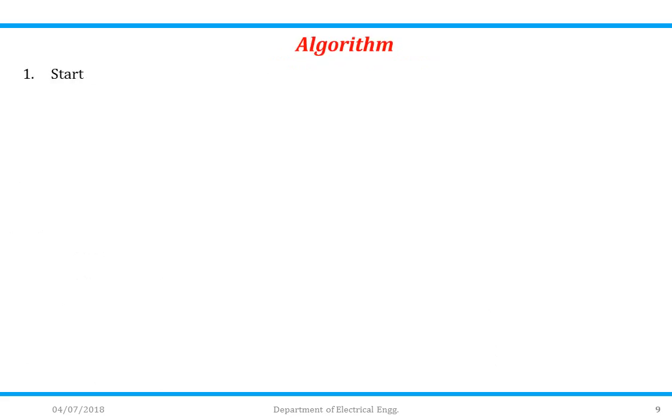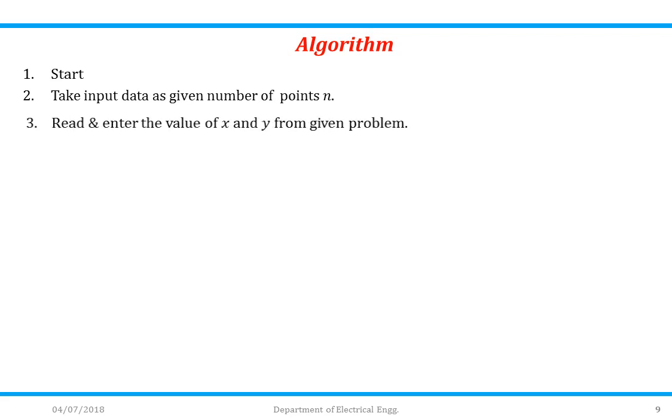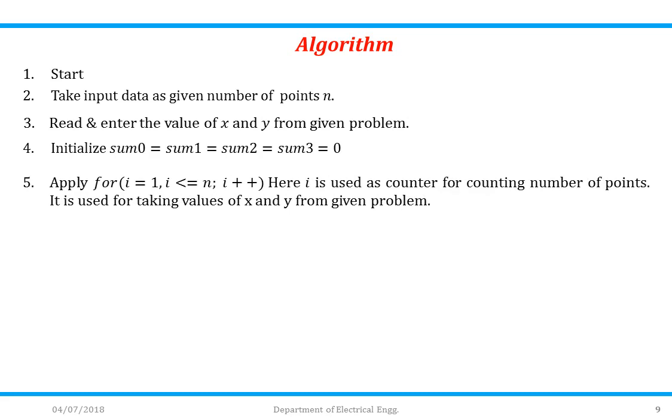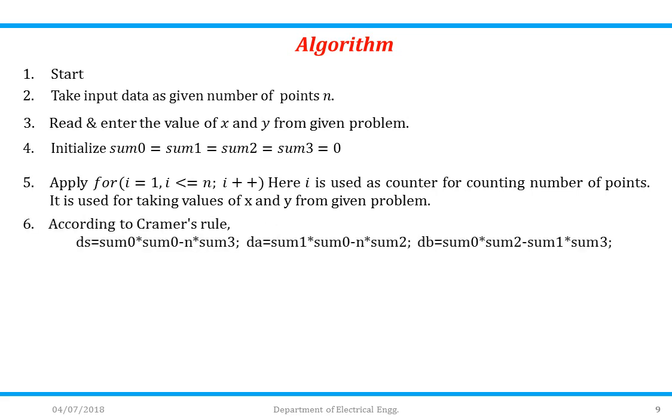Algorithm. Start. Take input data as a given number of points n. Read and enter the values of x and y from a given problem. Initialize sum 0 equal to sum 1 equal to sum 2 equal to sum 3 equal to 0. Apply for loop, that is for i equal to 1, i less than or equal to n, i plus plus. Here i is used as a counter for counting number of points. It is used for taking values of x and y from the given problem.